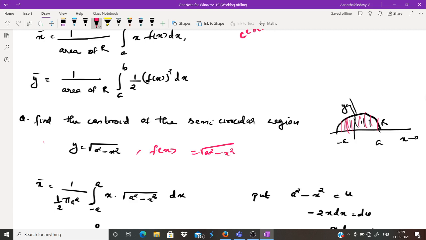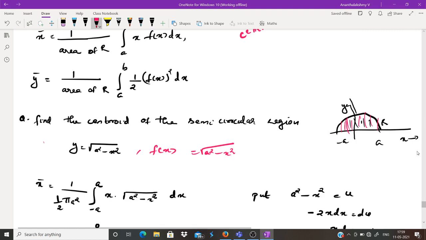The area of the circle is pi a square, so the semicircle is half times pi a square. So x bar equal to 1 by half pi a square into the integral, with lower limit minus a and upper limit a, of x times root of a square minus x square dx. Then you have to integrate this using some method.